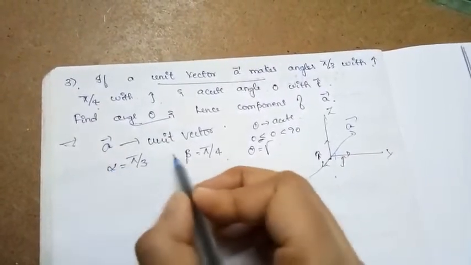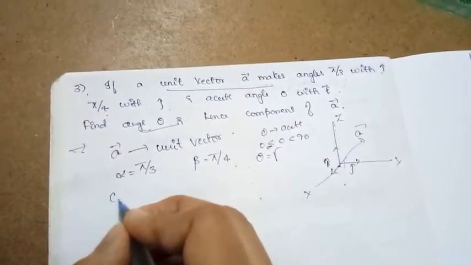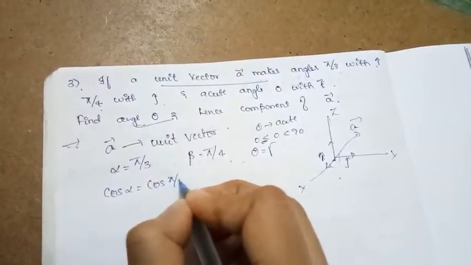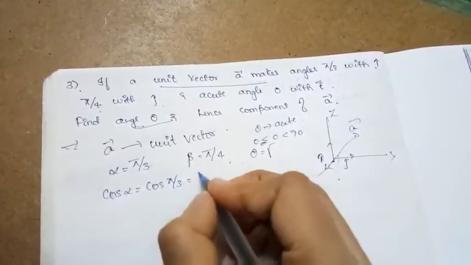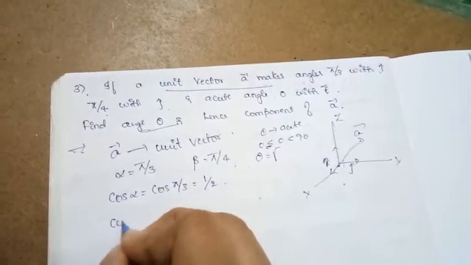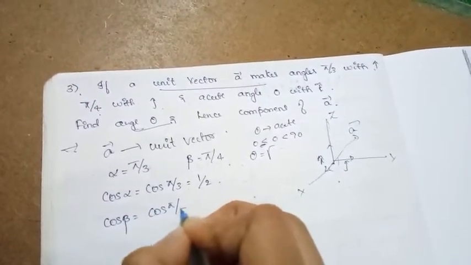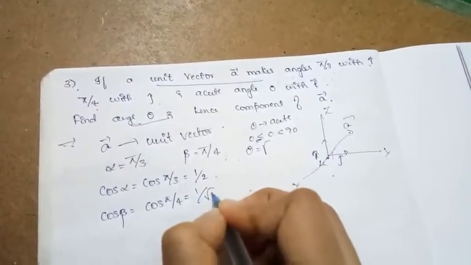So here we have alpha, beta, gamma. What about cos alpha? It is nothing but cos pi by 3. So cos pi by 3 is nothing but 1 by 2. What about cos beta? It is nothing but cos pi by 4, which is 1 by root 2.